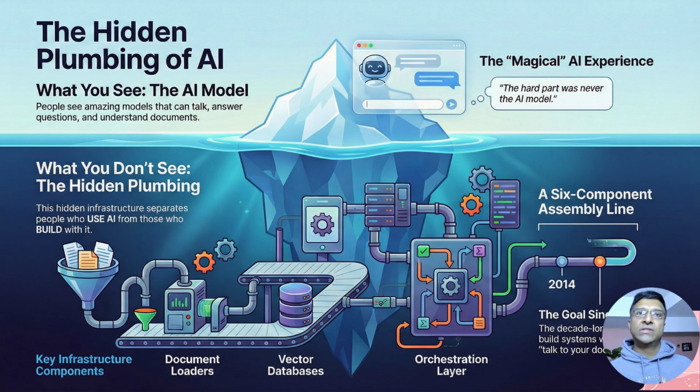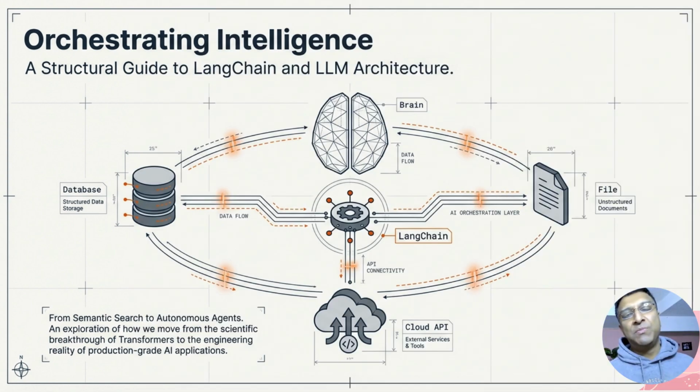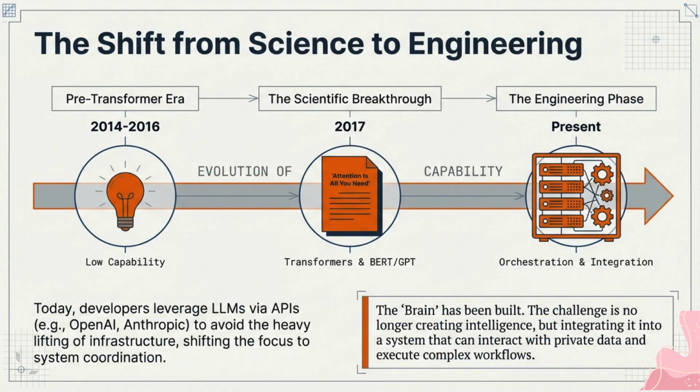The document loader, the vector database, the orchestration layer, that is the stuff that separates people who use AI from the people who build with it. This is the infrastructure layer, the hidden engineering that makes AI feel magical. So, if you want to actually understand how modern AI applications work, and not just the surface level, but the architecture underneath, this is it. Let's break it down.